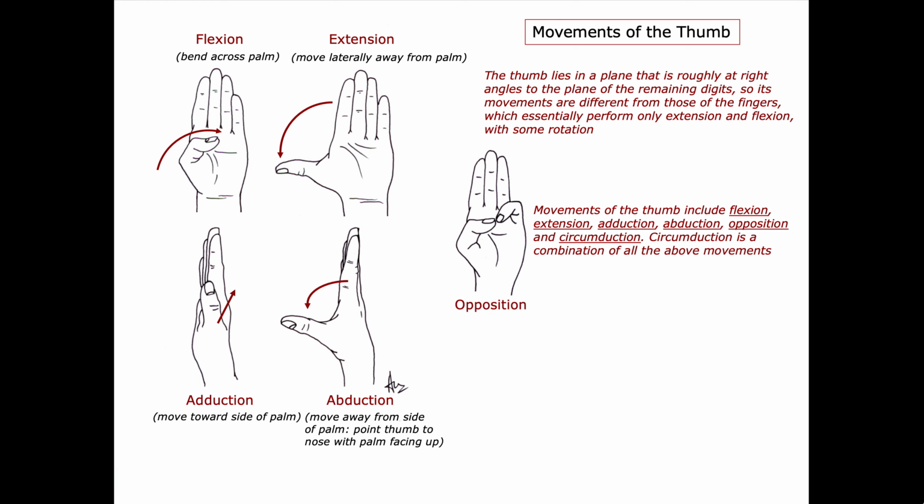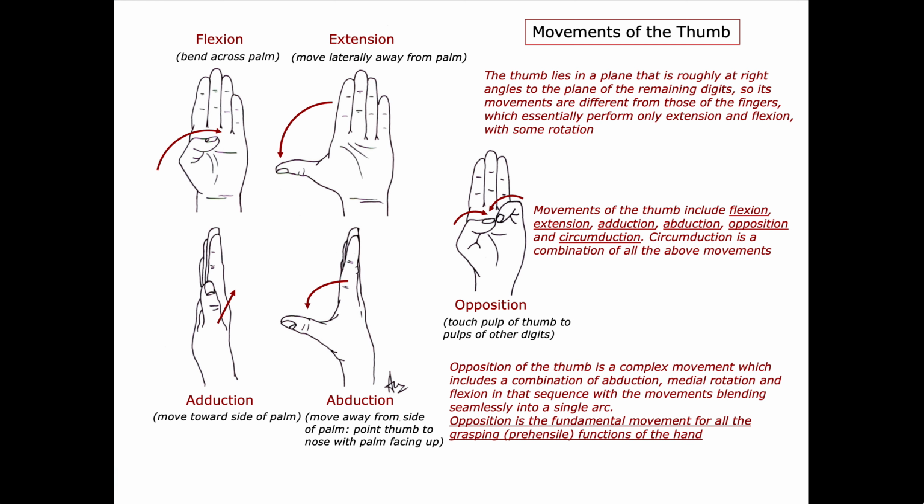And then opposition, where my two extreme digits, digit 1 and digit 5, are facing each other. That is called opposition. Are we good with this? So opposition of the thumb is a complex movement, and that includes what? A combination of my abduction, medial rotation and flexion in sequence. And opposition is a fundamental movement of all my grasping functions of the hand. So opposition is really important, and it has a big role to play for my thumb.